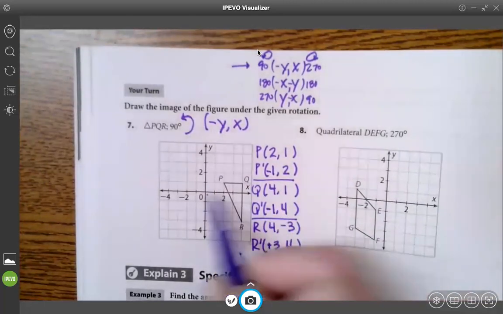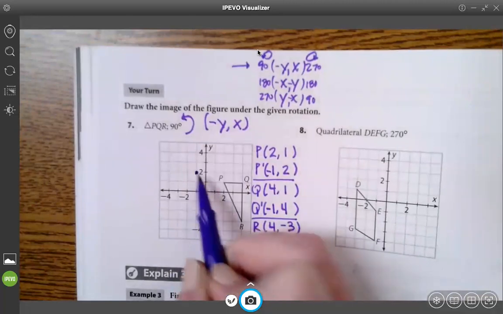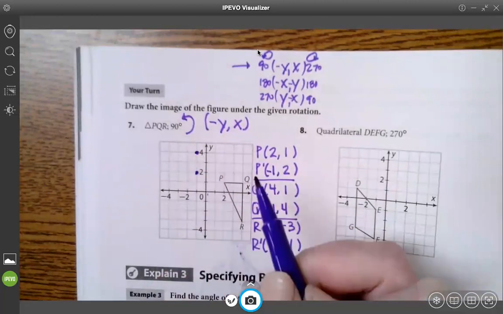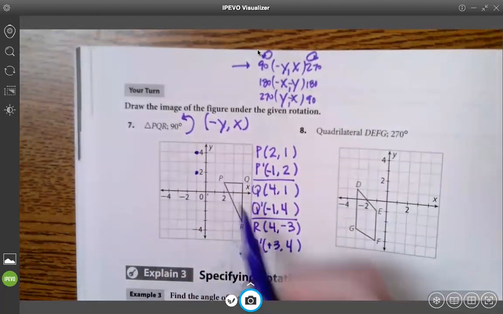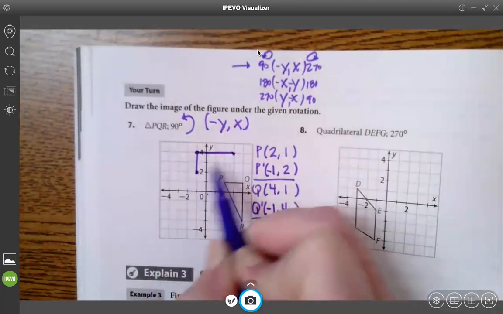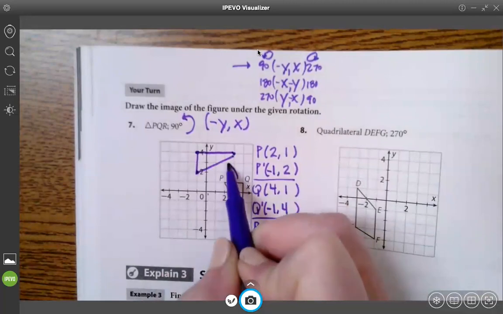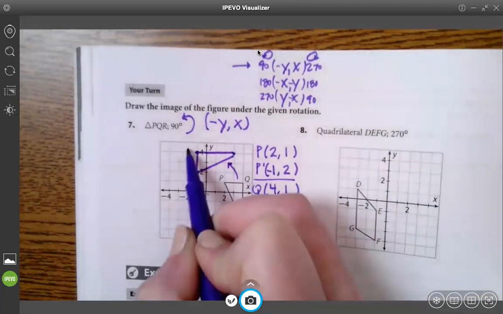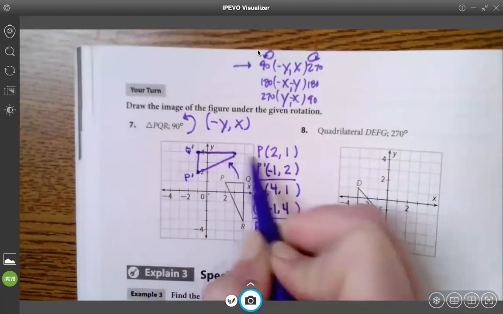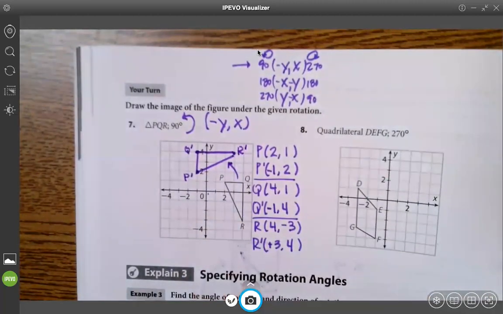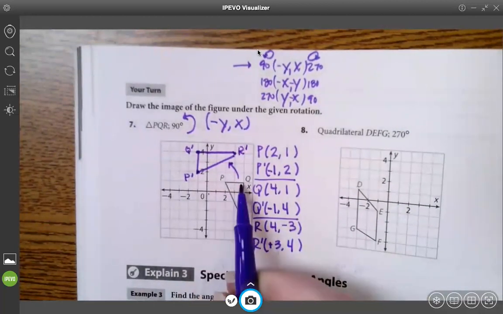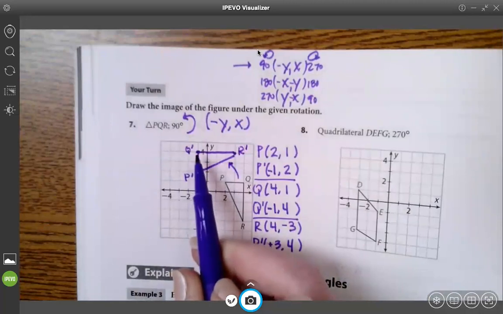P prime is at -1, 2. Q prime is at -1, 4. R prime is at 3, 4. So you can see that's exactly what happened. It spun 90 degrees around. This is P prime, Q prime, R prime. There we go. So line PQ, where it was horizontal, is now vertical because that's a 90-degree change.